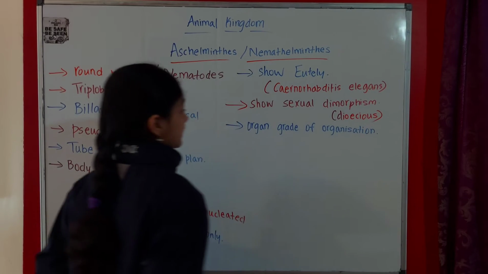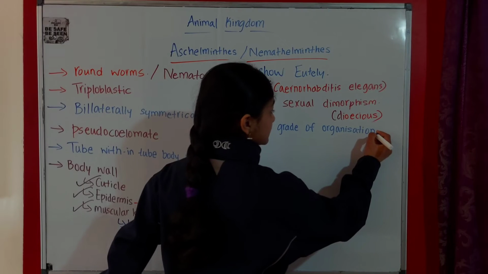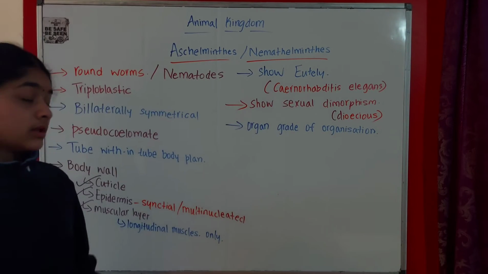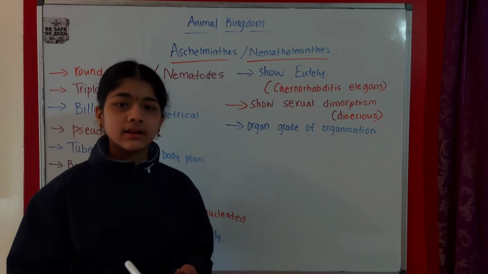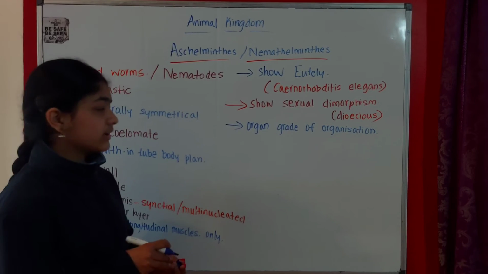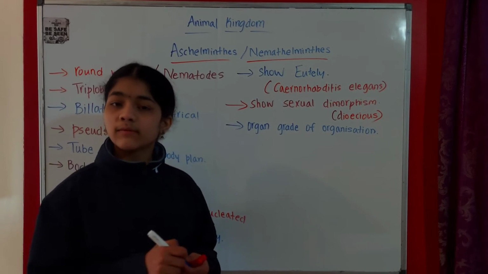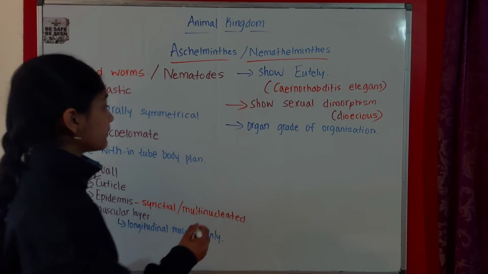Organ grade of organization. This thing also we have discussed when we were talking about the criteria of classification of animals. That is, we have cellular grade, tissue grade, organ grade and organ system grade. This thing we have already discussed in the previous videos.